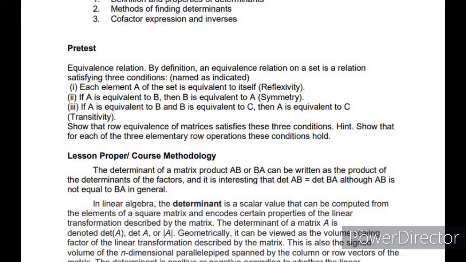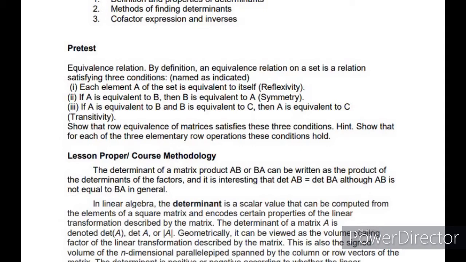I hope that video gave you a good explanation about what a determinant is as well as its application. Now let's proceed to the pretest. You will answer this on a separate paper or you can use Microsoft Word, and attach your answer file to the post in our Google Classroom. So this test is just used to test your prior knowledge about the topic.